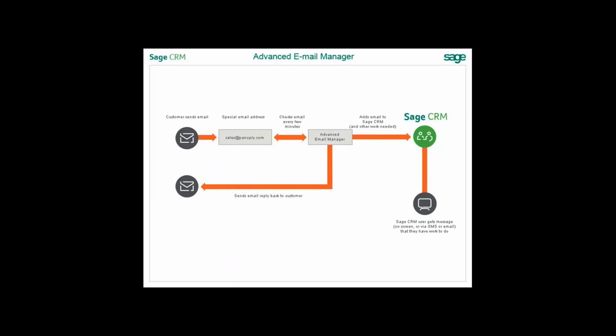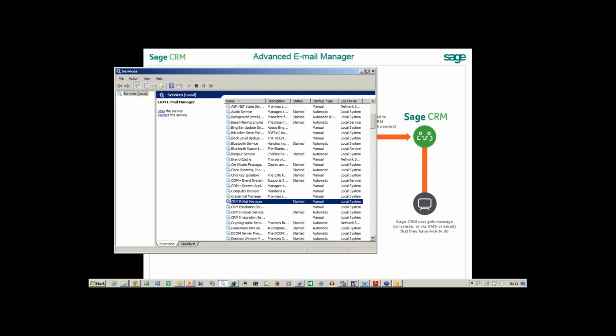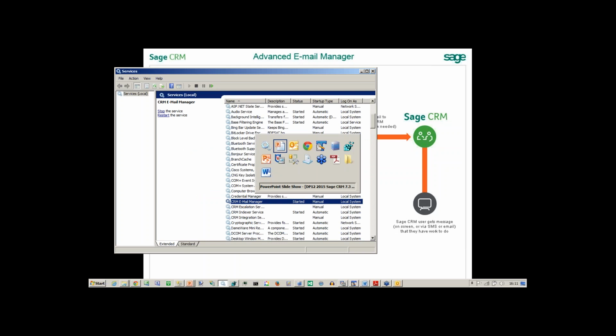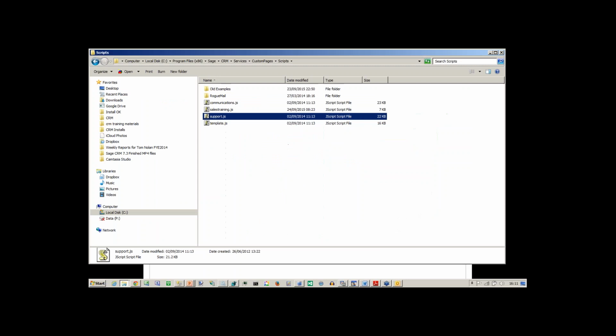What would happen with the idea of the email manager is that I send it to a particular address. I sent it to support, I could have sent it to sales, but that email address is then monitored by the service. The service is the thing that we saw here, and it monitors it by loading and running a script file against the inbound email. The script files are stored inside the folders underneath where CRM is installed.